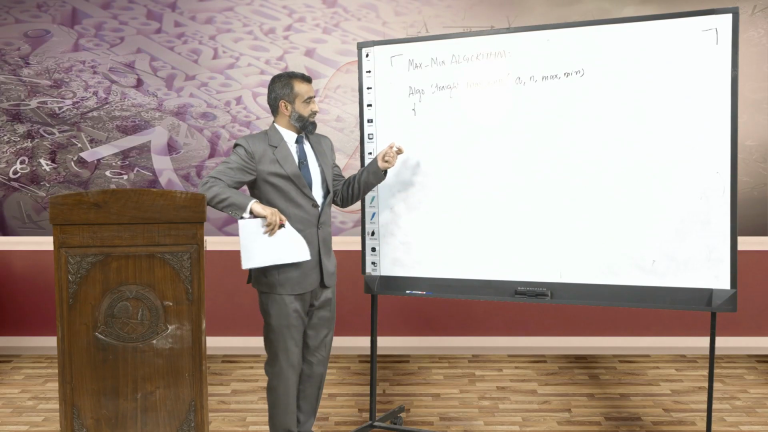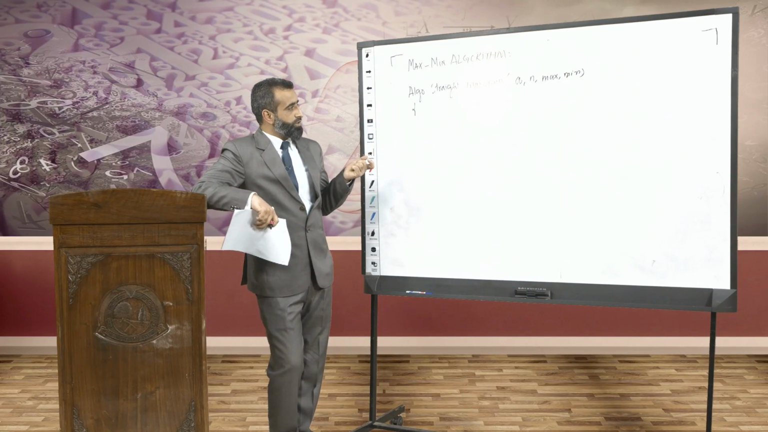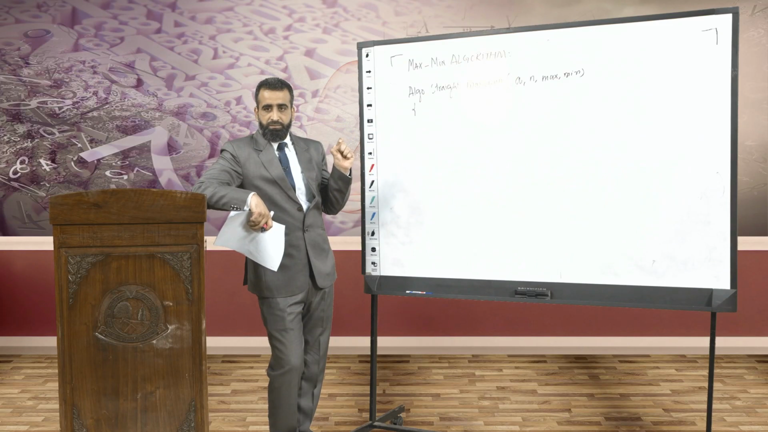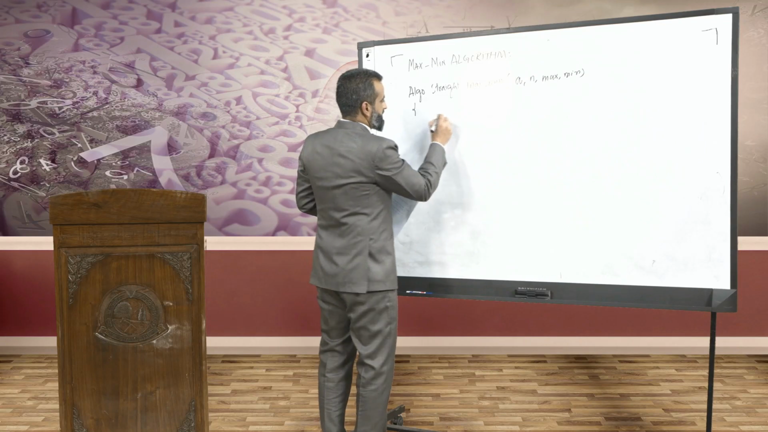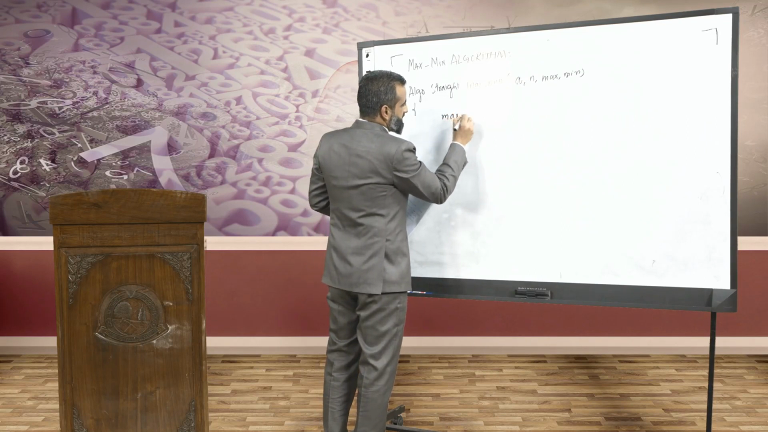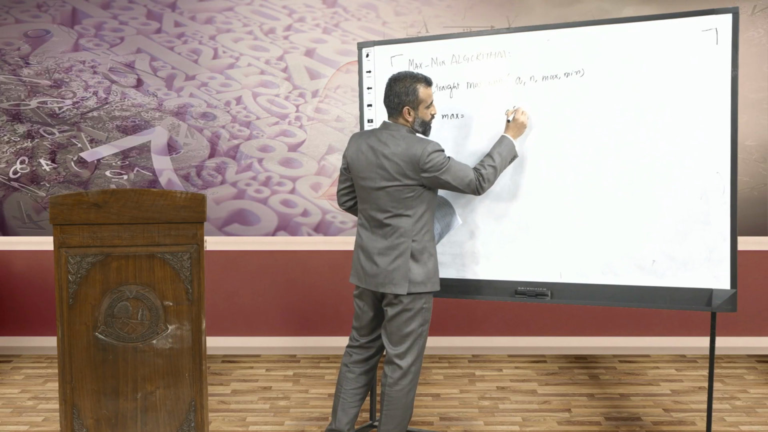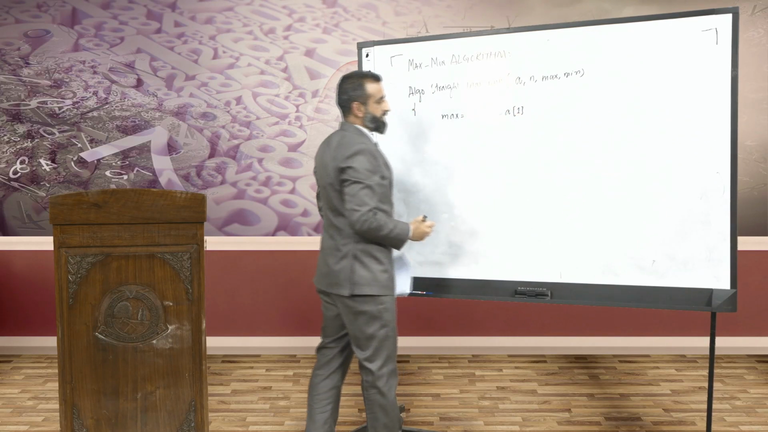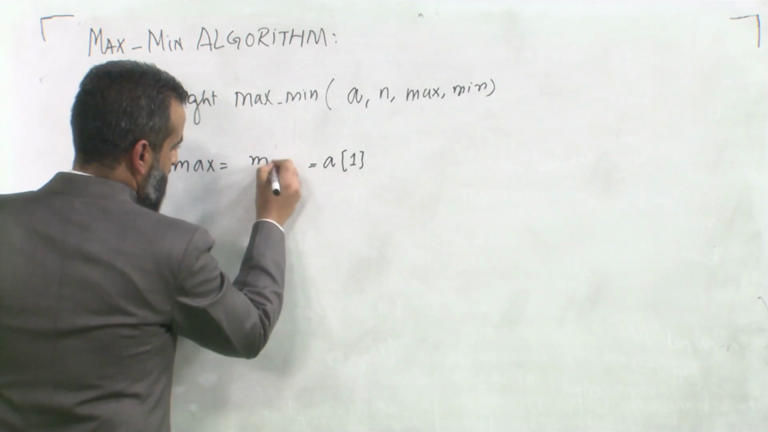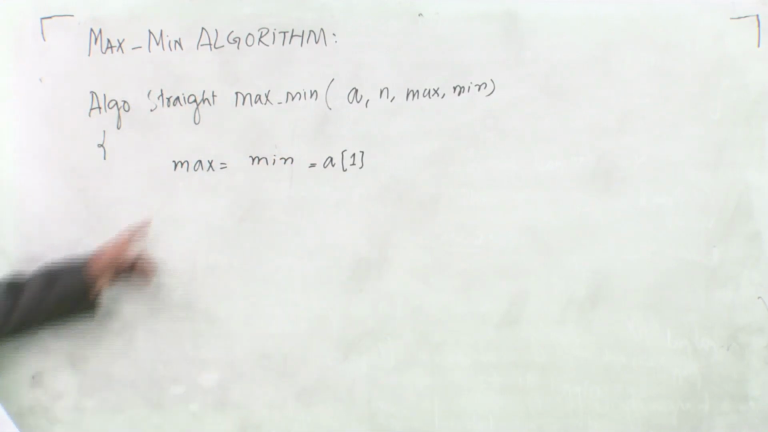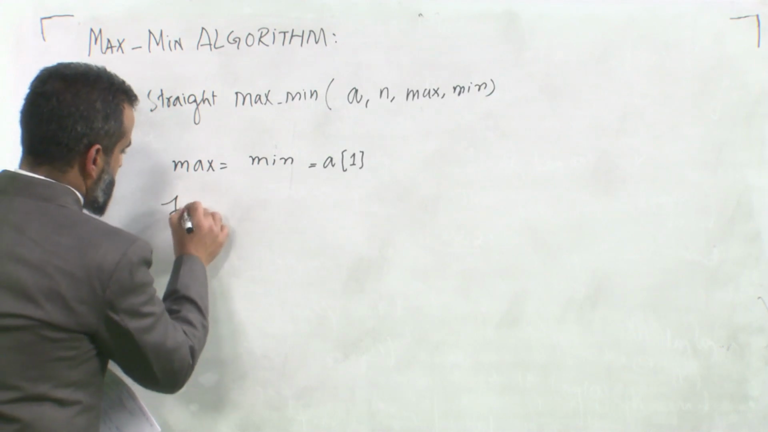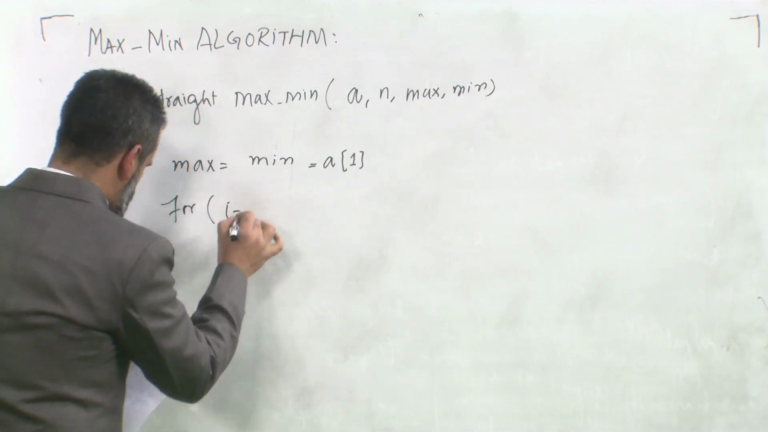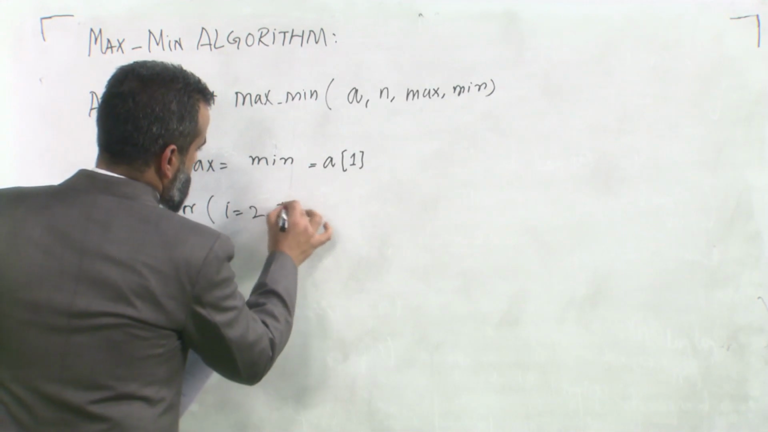The idea behind this algorithm is extremely simple. We will take the first number, and then keep on comparing this number with the rest of the numbers. Let's say the first number is a of 1. If it is the only number in the array, then it is the minimum possible number and also the maximum possible number. But where there is more than one number, we will find them in an iterative fashion. So we will run a loop from 2 to the last element.